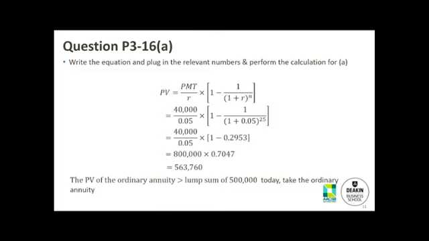$563,760. What happened? The present value of this ordinary annuity cash flow stream is higher than if you get your money out right now. Do you agree? Yes or no? Which means what? You should choose the first option, annuity. Do you agree? Now, do you guys still remember the relationship between interest rate and present value? If interest rate goes up, present value decreases, right? Very good. Let's do the last question.